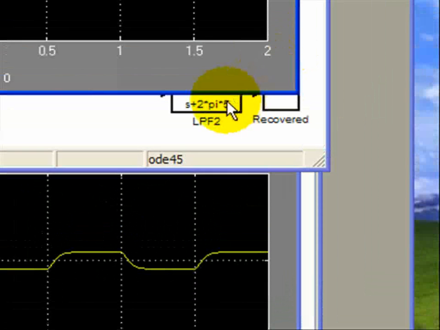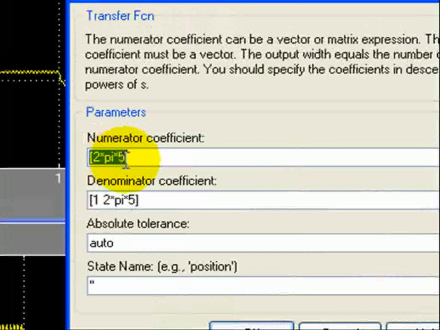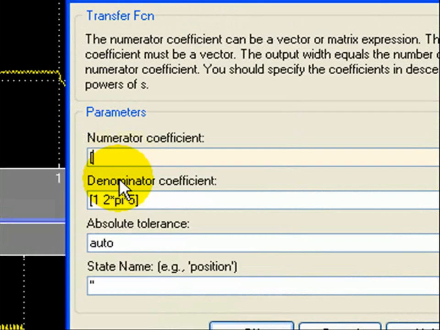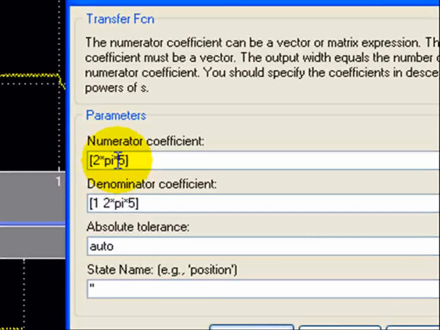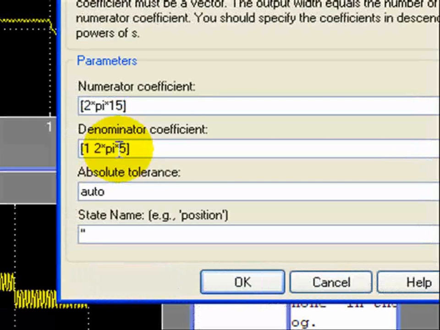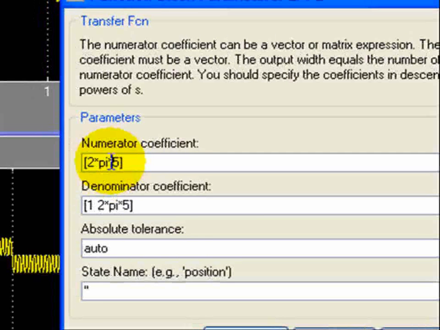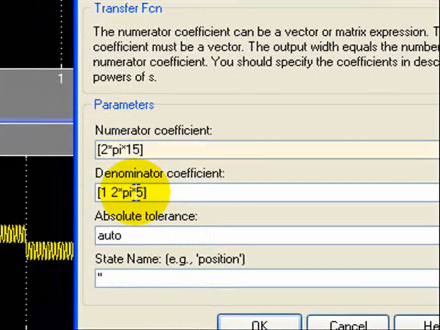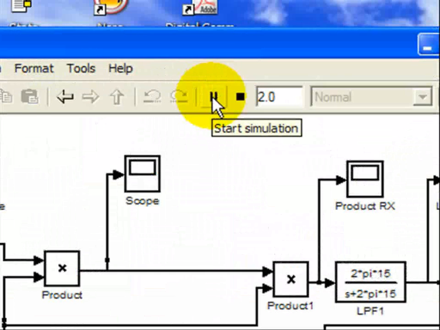But you can modify the low pass filter here. In fact, let's try that. We'll change this to 15 hertz, 2 pi times 15 hertz. Cancel this because I want to do this again. Do the denominator so we can keep the gain as 1. Do the same thing for this. All right, we should get a better, sharper edge.